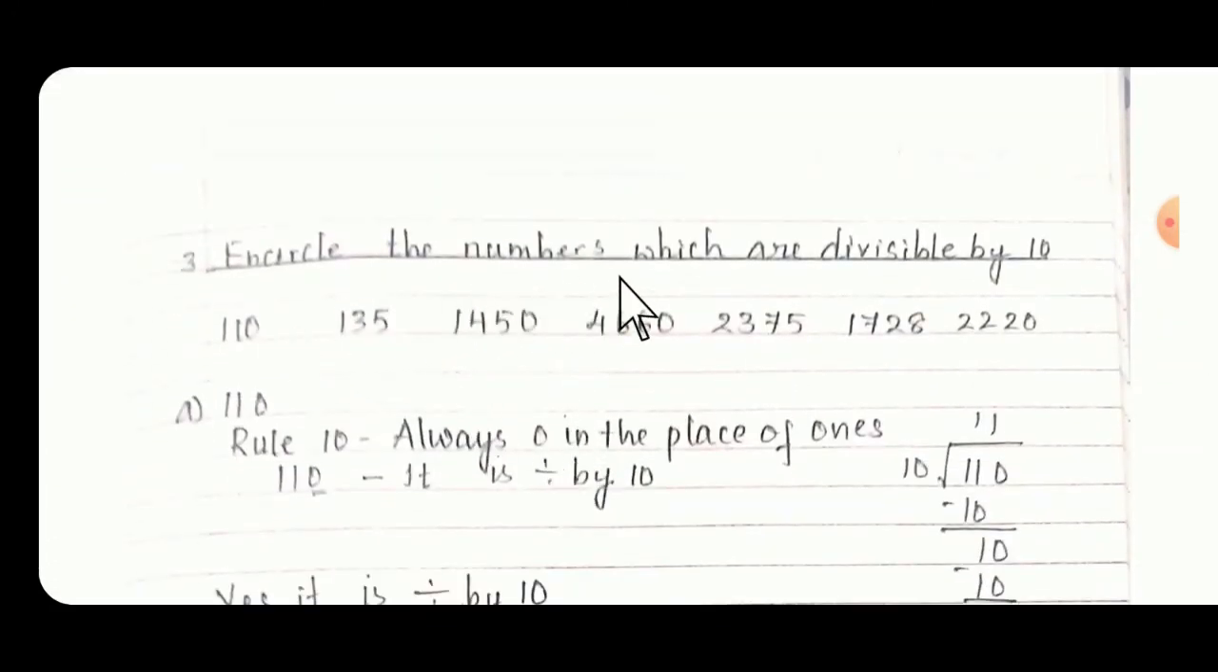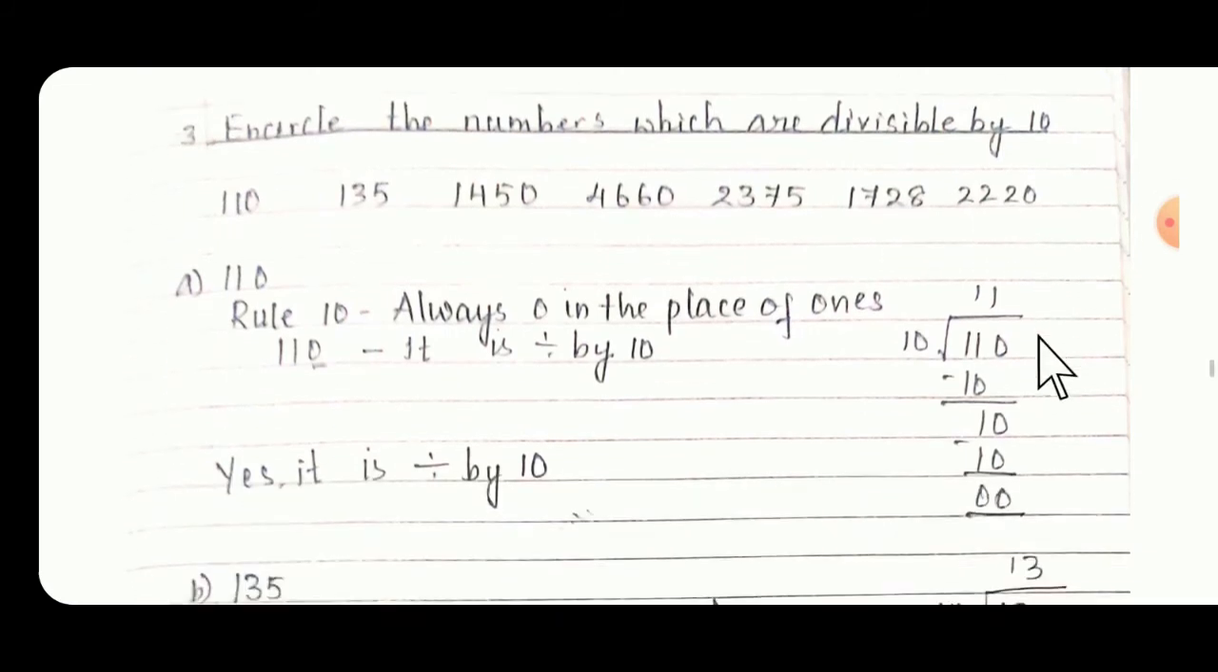Question 3. Encircle the numbers which are divisible by 10. What does rule 10 say? Always 0 in the place of ones. See the ones, it is 0 means yes, 5 means no, again 0, yes. The next one is 0, again yes. 5, 8, that means no, it is not divisible by 10, and 0 means it is yes.